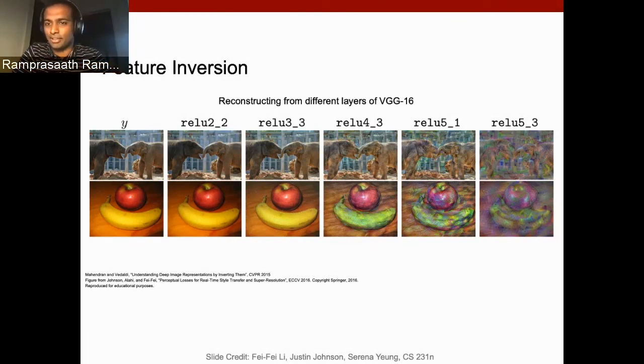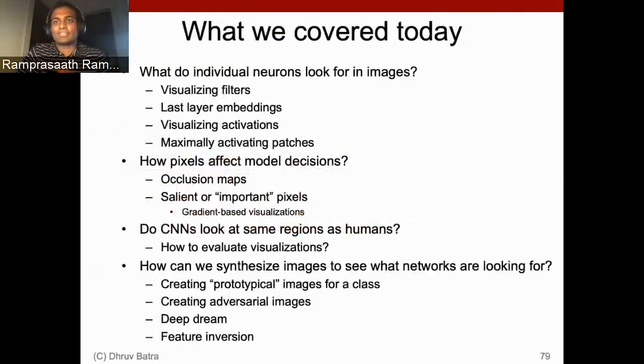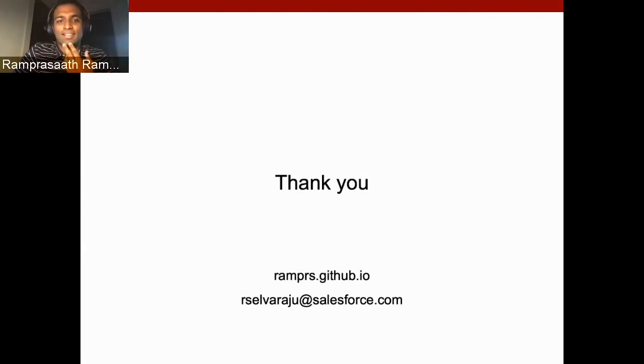Yeah, so that brings us to the end. Today we covered what individual neurons look for in images, what pixels affect the decision the most, and we saw whether networks look at the same regions as humans do. We also looked at this line of work where people synthesize images to understand more about the network. And yeah, thank you so much.